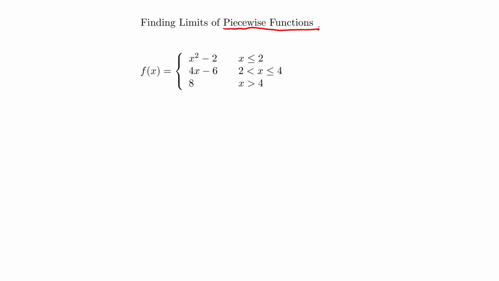So a piecewise function is something like this. It's a function that's defined basically differently depending on what the domain of the function is. And we're especially going to be interested in finding the limits at these transition points. So notice that we transition at the points x equals 2 and x equals 4.